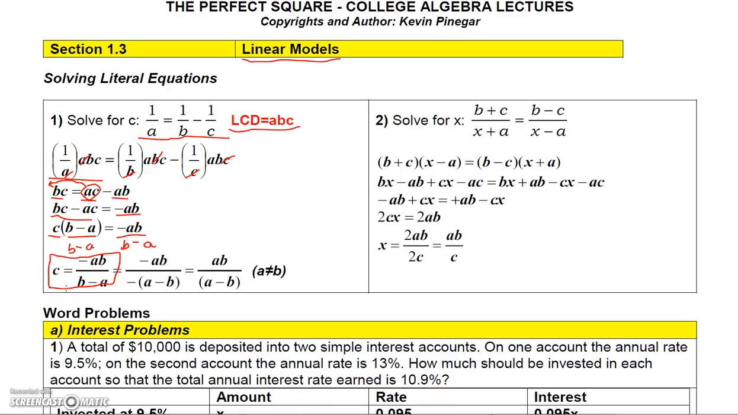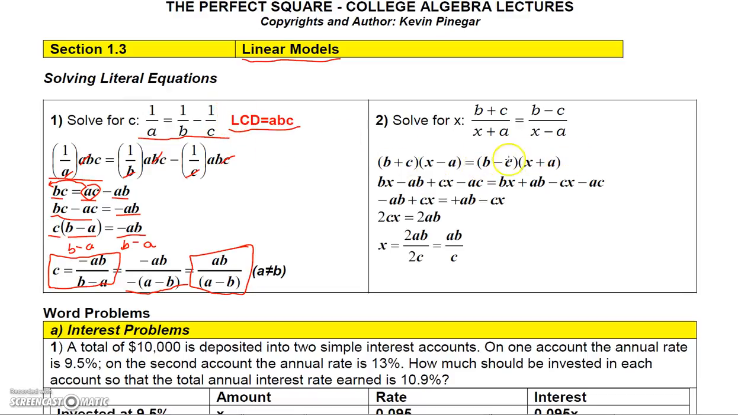Now there is another way to write it. If you don't want that negative to be in the numerator, you actually could factor a negative 1 outside of b minus a. And when you factor a negative 1 out, that becomes a minus b. And then negative 1 over negative 1 is positive 1. So basically the negative 1's cancel each other and you just get positive ab over a minus b. So either way is correct. It just depends on if you need to get rid of that negative or not. Also, a cannot equal b because that would give you 0 in the denominator. So that's just something to remember.